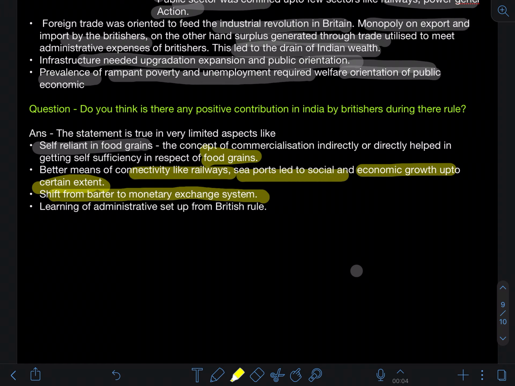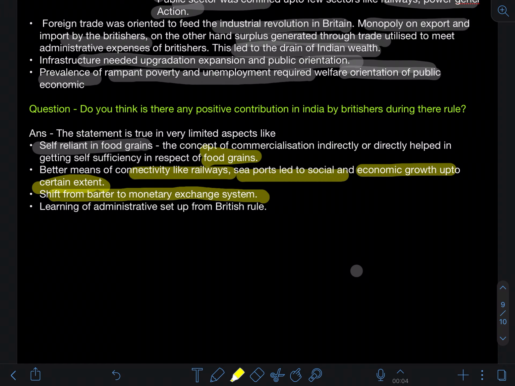But when the British government came in, we started focusing on the exchange of coins, exchange of some expensive metals at that point of time. That brought a monetary exchange system within the country. So this is another betterment, another blessing at the time of British rule.